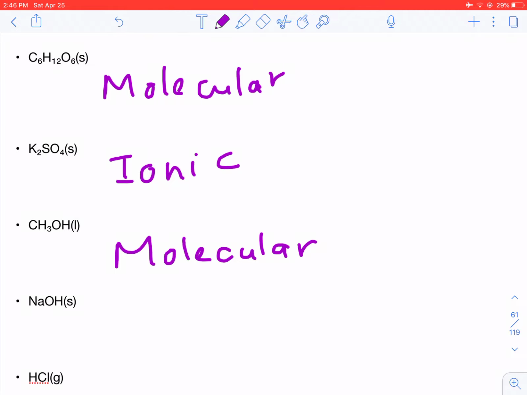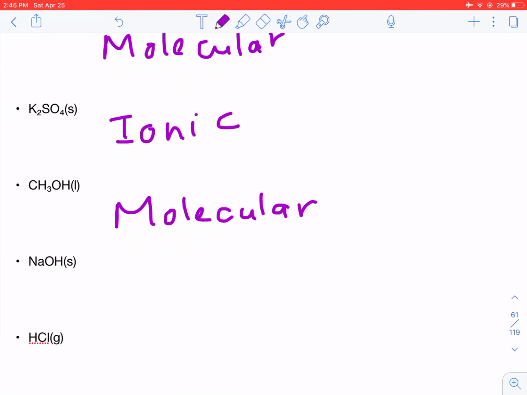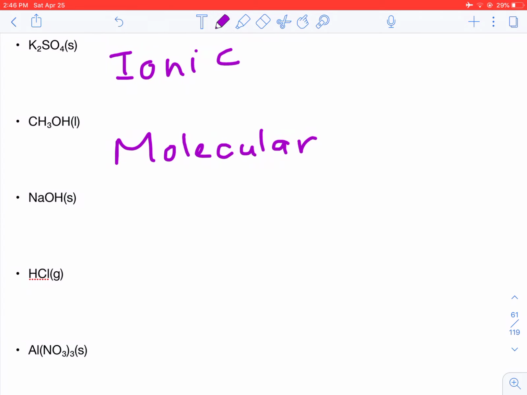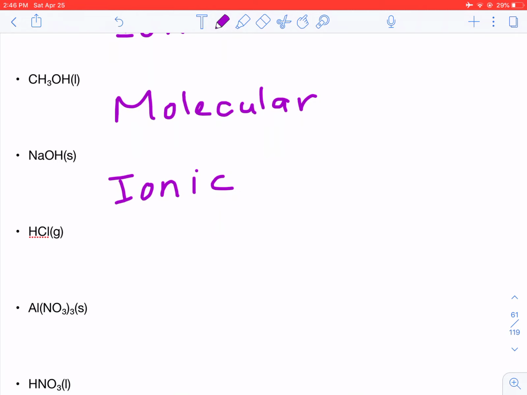solution, it's not an electrolyte, right? So there are no ions in solution. NaOH, we know that this is ionic, right? Since it has Na in this substance, which is plus, and OH, the hydroxyl ion, which is minus. HCl, we just look at it, it seems to be molecular. Yes, it is a molecular substance, but it's a molecular substance that's an acid.